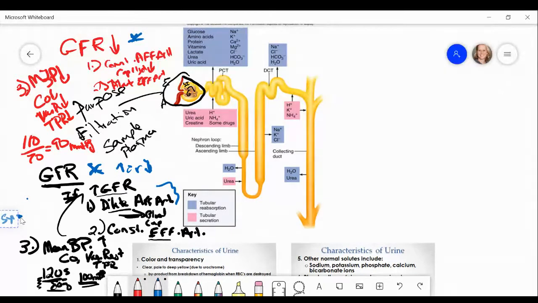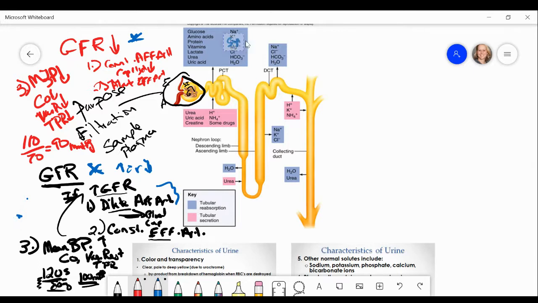And then again, anything that does anything to blood pressure, mean blood pressure, usually without considering that we're exercising, so this is at rest, can also affect your kidneys and their glomerular filtration rate. Okay, so that's what's going on in the nephron.